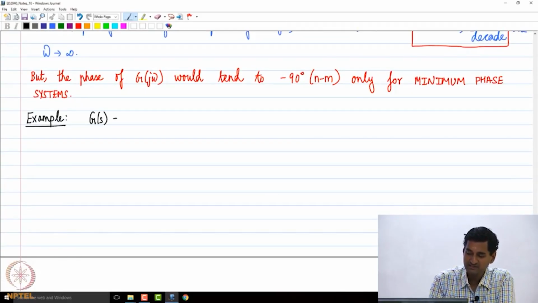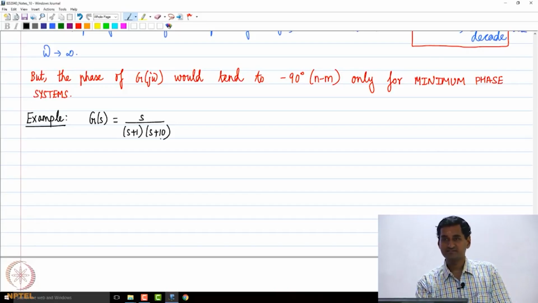So, let us consider a transfer function of the form, let us say s divided by (s plus 1) times (s plus 10). Okay. So, I want to plot the Bode diagram for this particular transfer function. Obviously, we need to rewrite this transfer function in terms of the factors that we have learned till now, right. So, how can I rewrite it in the structure of factors that we have learned till now?